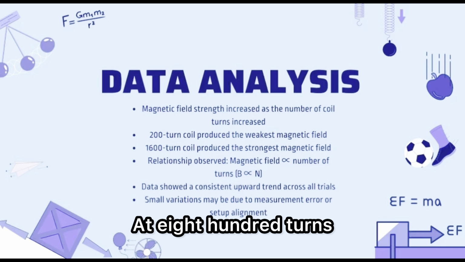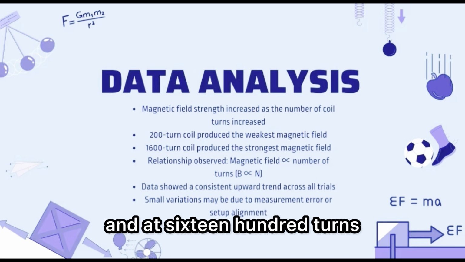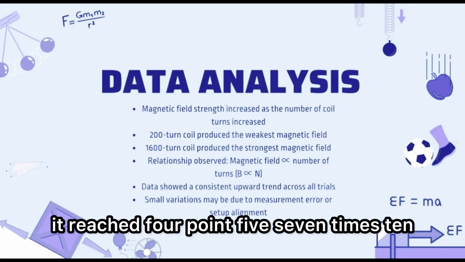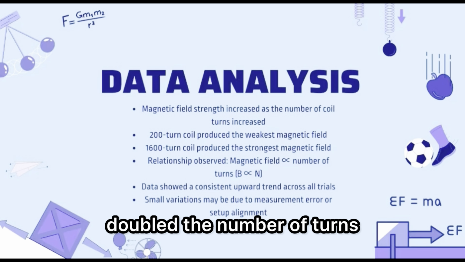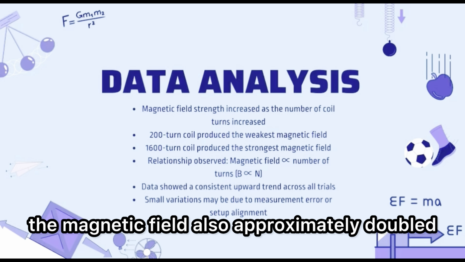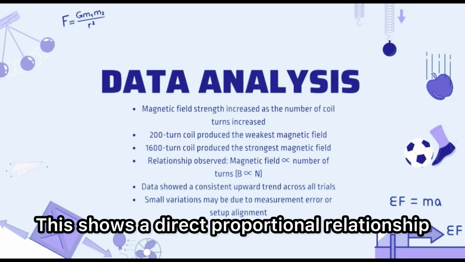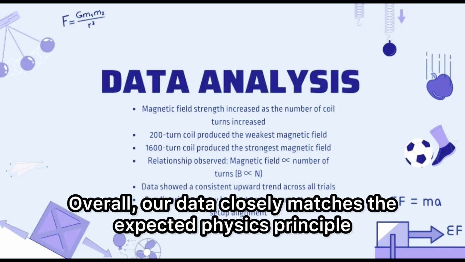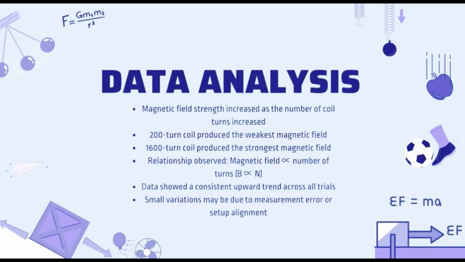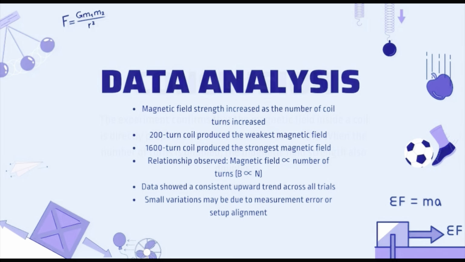At 800 turns, the magnetic field was 2.30 times 10 to the negative 4 Tesla. And at 1600 turns, it reached 4.57 times 10 to the negative 4 Tesla. Each time we doubled the number of turns, the magnetic field also approximately doubled, with ratios close to 2. This shows a direct proportional relationship between the number of turns in the coil and the magnetic field strength. Overall, our data closely matches the expected physics principle that increasing the number of turns in a coil increases the magnetic field strength proportionally.